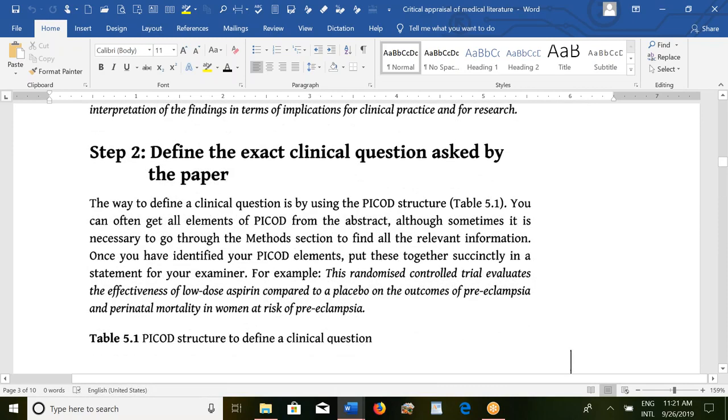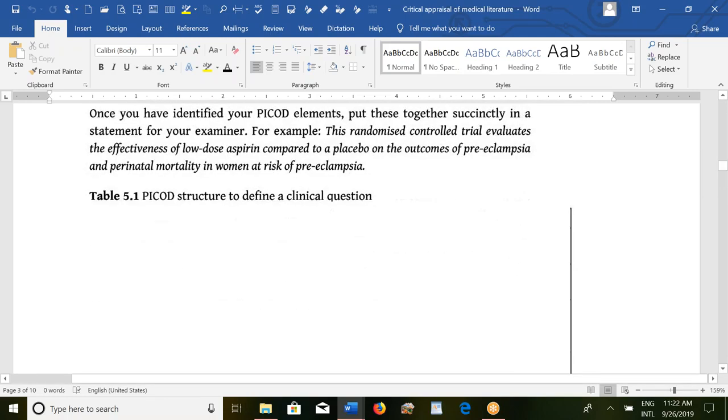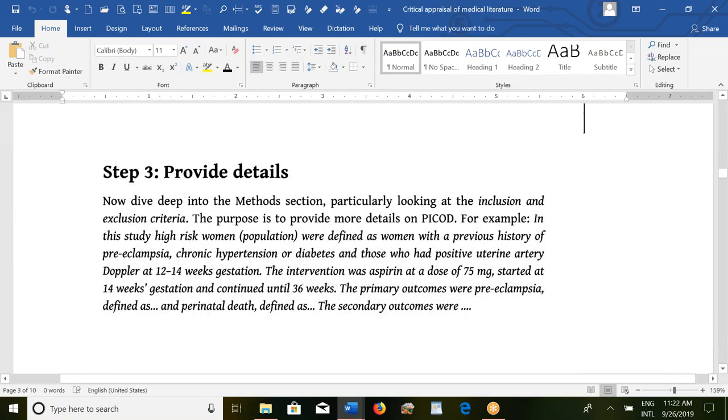In the second step, you need to define the exact clinical question asked by the paper. The way to define a clinical question is by using the PICOD structure, and you can often get all the elements from the abstract, although sometimes it is necessary to go through the methods section to find all the relevant information. Once you have identified your elements of PICOD, put them together succinctly in a statement for your examiner. For example, you should say a sentence like this: This randomized controlled trial evaluates the effectiveness of low-dose aspirin compared to a placebo on the outcomes of preeclampsia and perinatal mortality in women at risk of preeclampsia. That is the purpose, so you should identify that.